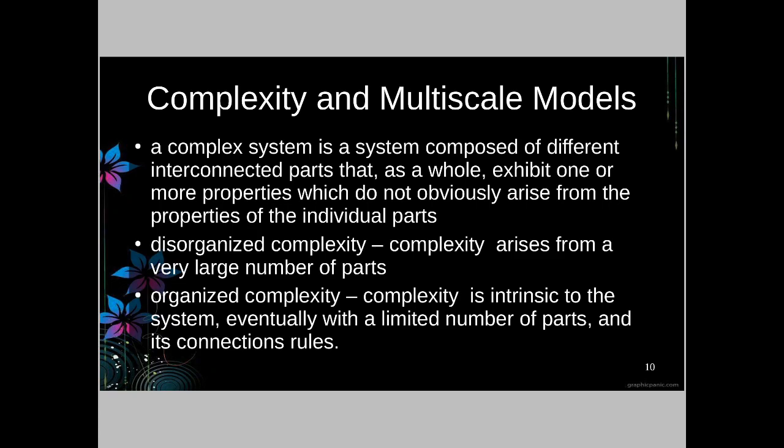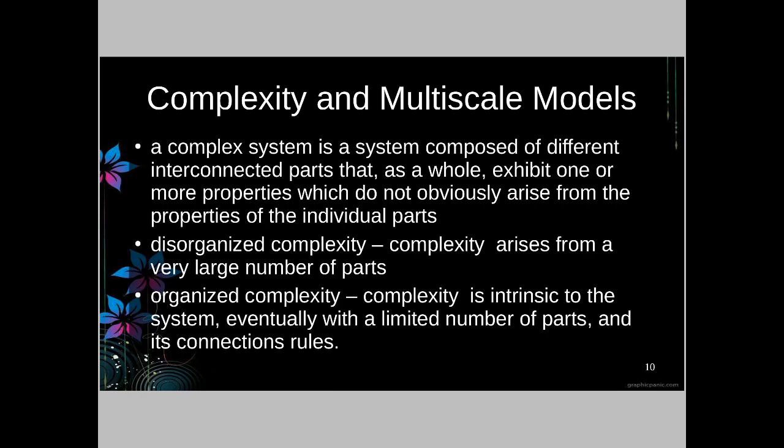So, the complexity and multi-scale model. A complex system is a system composed of different interconnected parts such that, as a whole, they exhibit one or more properties which do not obviously arise from the properties of the individual parts. Most of them, you can see in biological systems. The biological systems are mostly complex. There are two types of complexity. We have disorganized complexity, which is the complexity arising from a very large number of parts. And we have the organized complexity, where the complexity is intrinsic to the system, with a limited number of parts and its connection rules. So we have those types of systems.